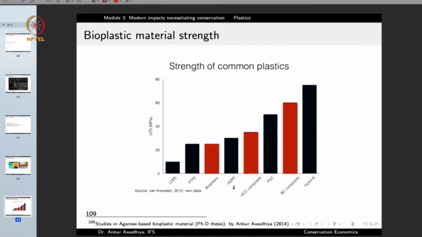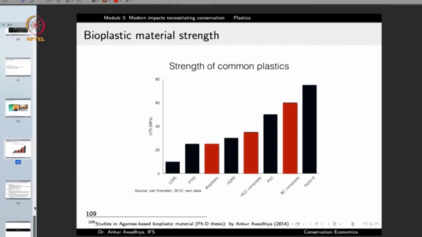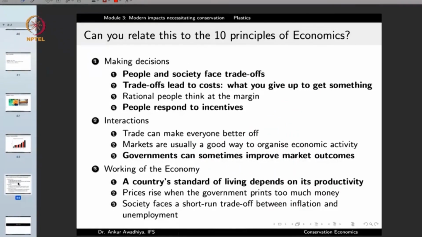But then, how do you induce people to shift to these bioplastics? Again, you have to make use of incentives. So, at all points of conservation, we need to correlate the 10 principles of economics. Now, here the principles that are the most important are people and society face trade-offs. Now here the trade-off is earlier we shifted to plastics because the trade-off was during World War II we did not have access to metal, and so we shifted to plastics as a trade-off.